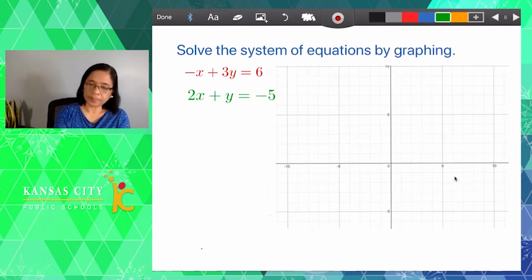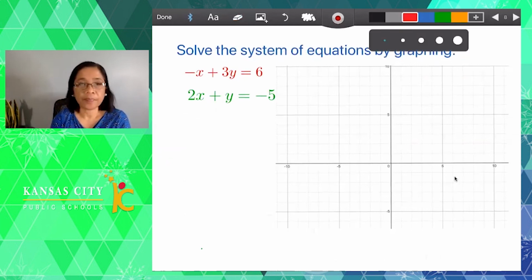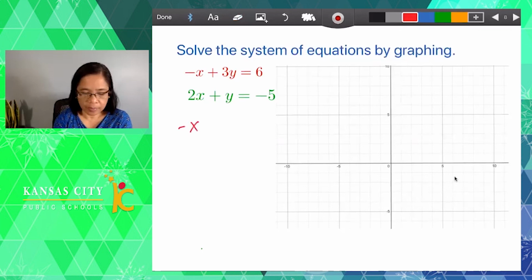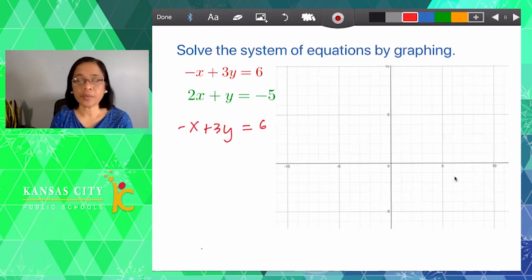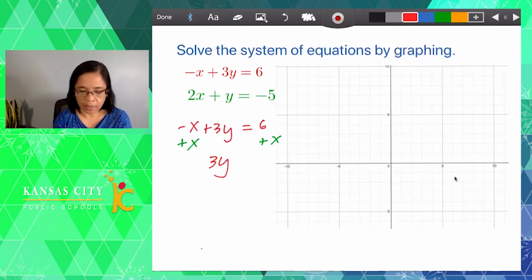Let's try the second one. In this system of equations, notice that this is not of the form y equals mx plus b, so our goal is to rewrite this equation into the form y equals mx plus b. Let's try the first one: -x plus 3y equals 6. Remember when we were solving literal equations, we have to solve for y by isolating the variable y. So we add x. This gives us 3y equals 6 plus x, or x plus 6. Then we divide both sides by 3.